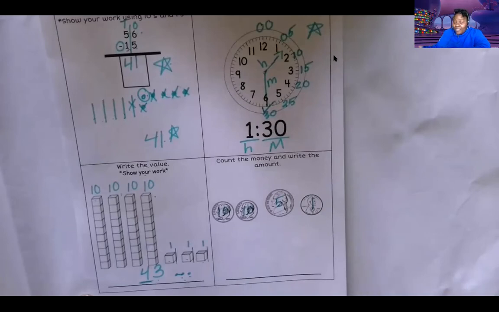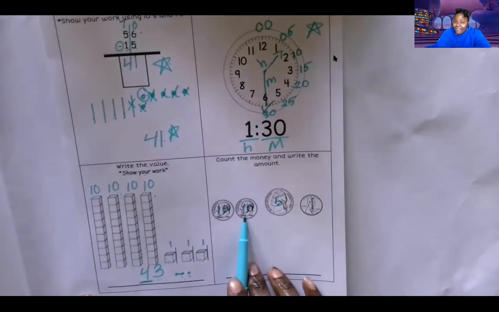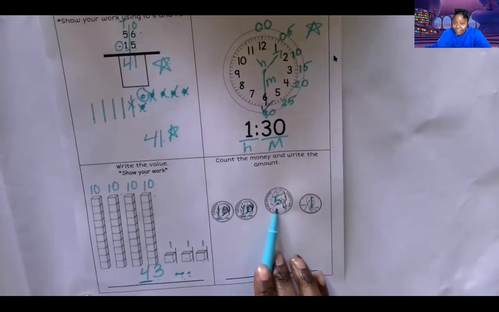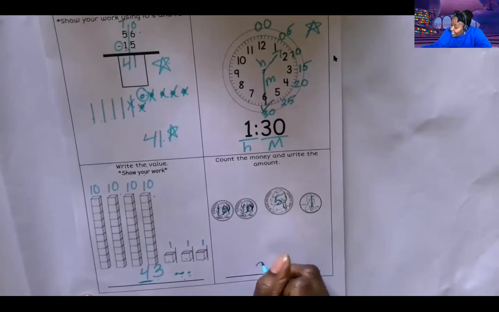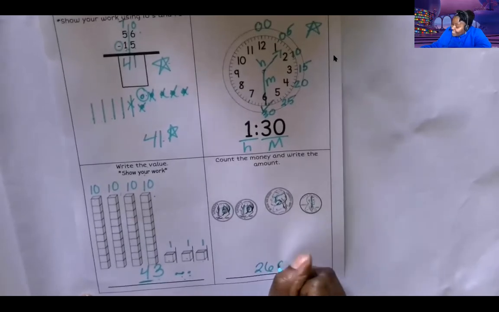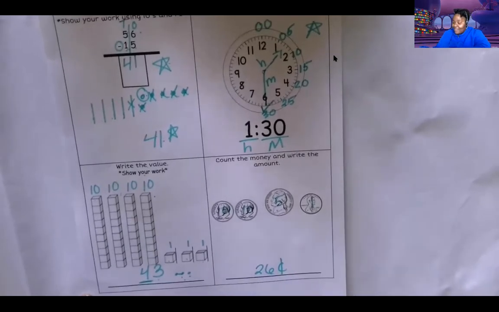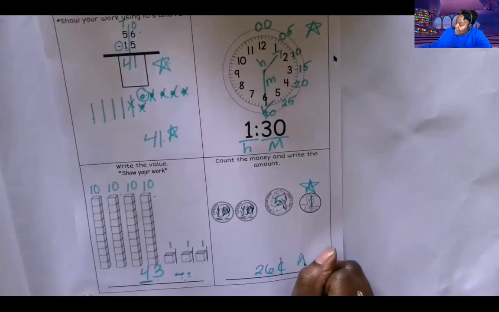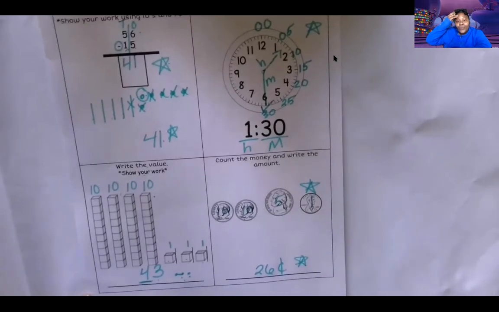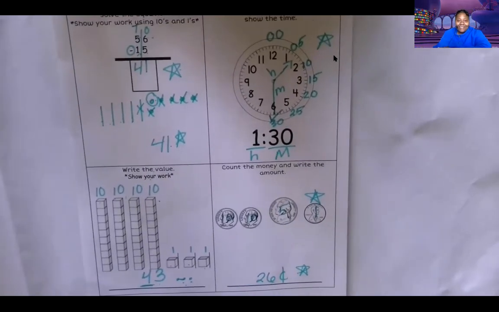Now I'm ready to count on. And I can count by 10s, 10, 20. Now I have to count by 5s, 25. Then I have to count by 1s, 26. 26 cents. Give myself a star for showing my work and a star for writing the answer. And I'm going to kiss my brain.